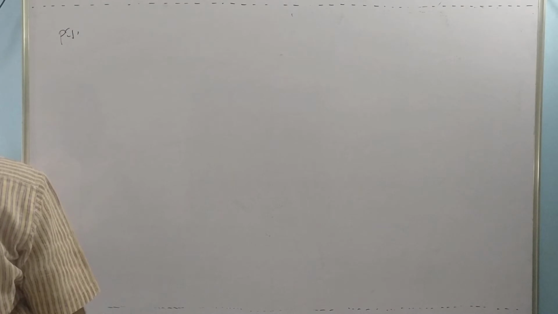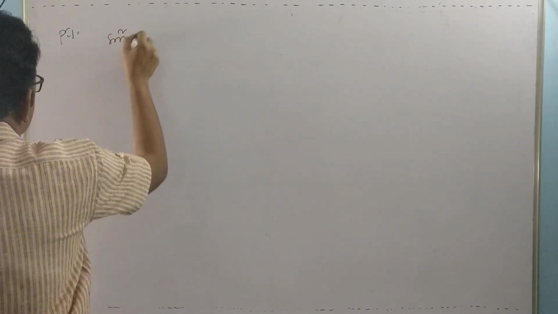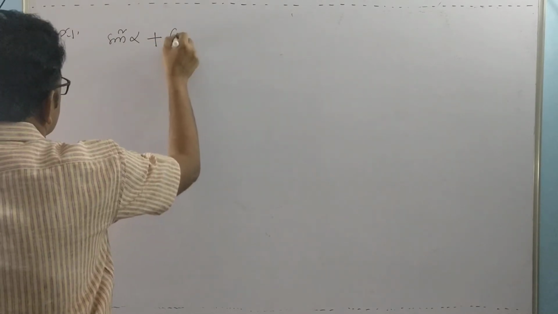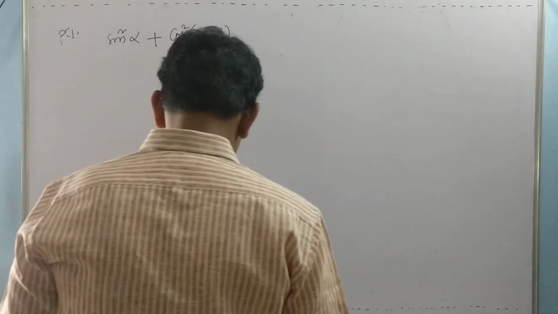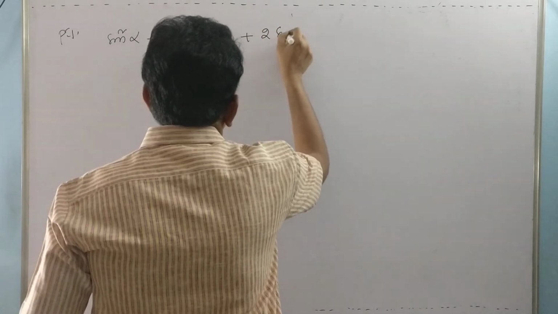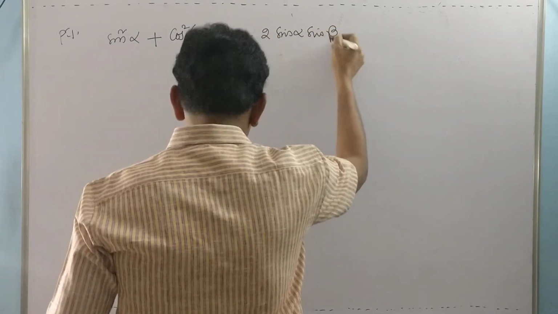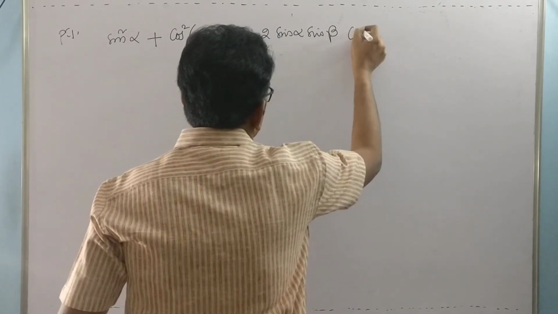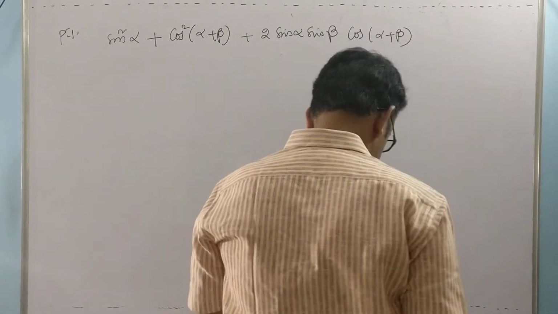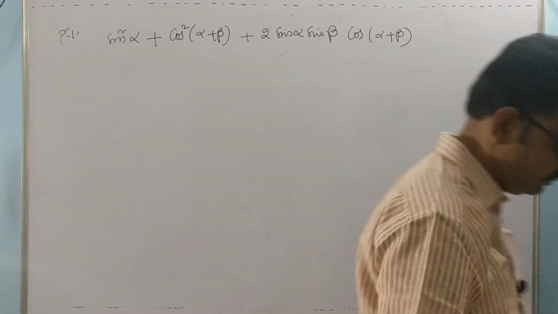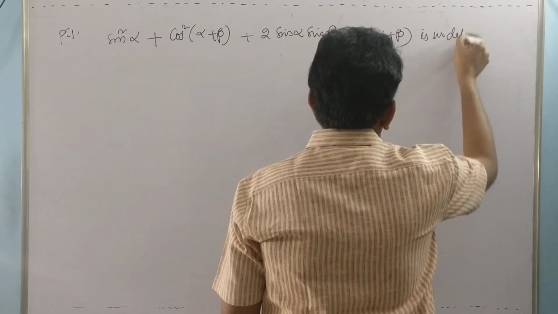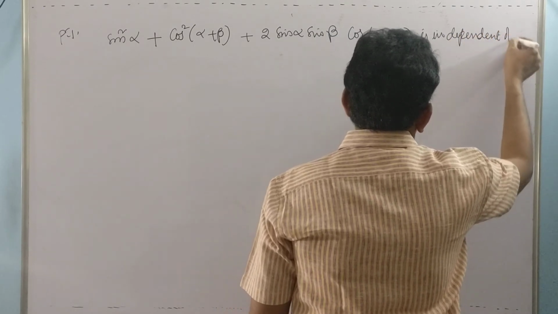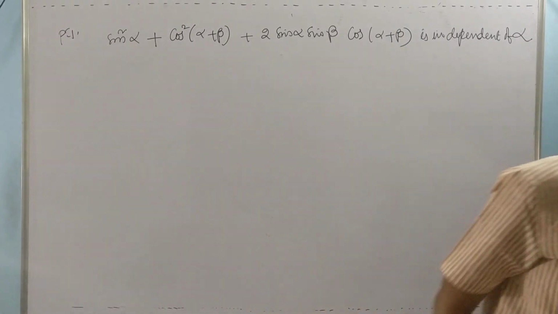Okay, next one. Prove that sin square alpha plus cos square alpha plus beta plus 2 sin alpha into sin beta into cos of alpha plus beta is independent of alpha. Independent of alpha means what?